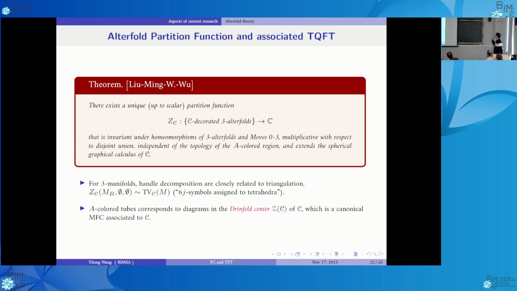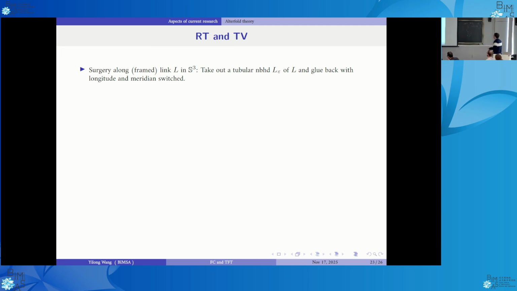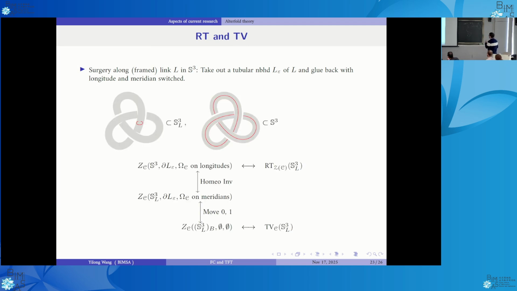The A color part corresponds to the Drinfeld center of C, which is a canonical modular fusion category associated to my category. I will skip this because it's a bit technical and I don't have too much time. So the point is, I can use autofold moves to prove that the Turaev-Viro invariant for C is equal to the Reshetikhin-Turaev invariant associated to the Drinfeld center of C, given by a surgery if my manifold is described by a link surgery on S3.